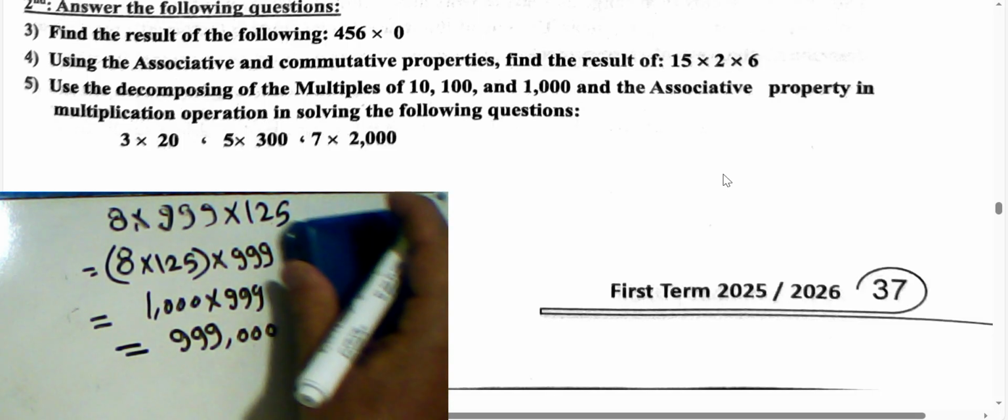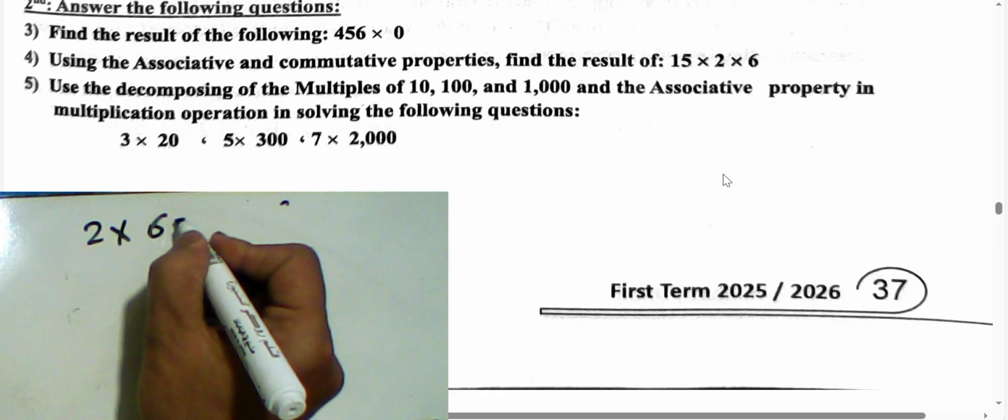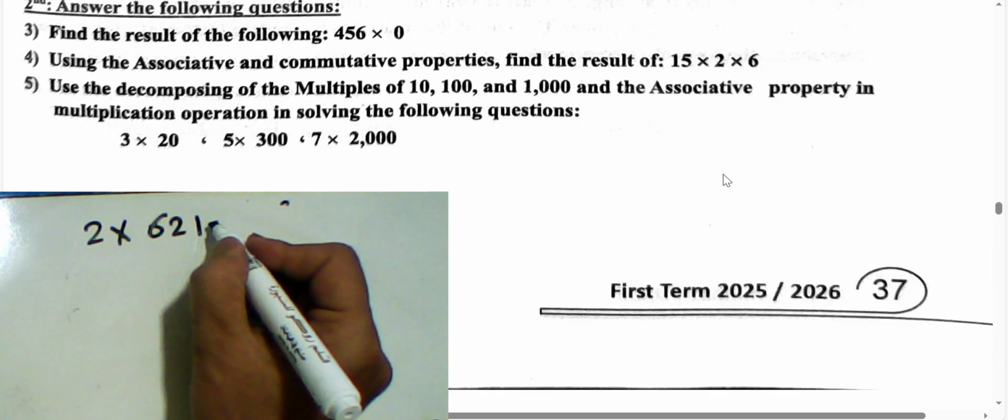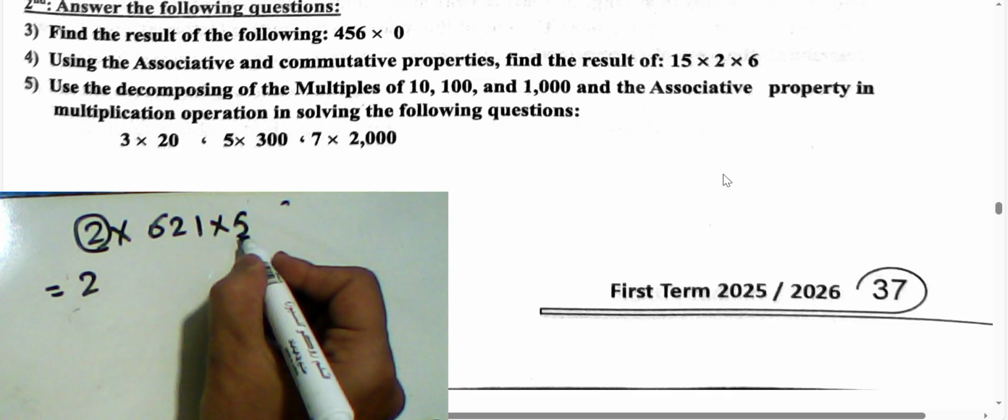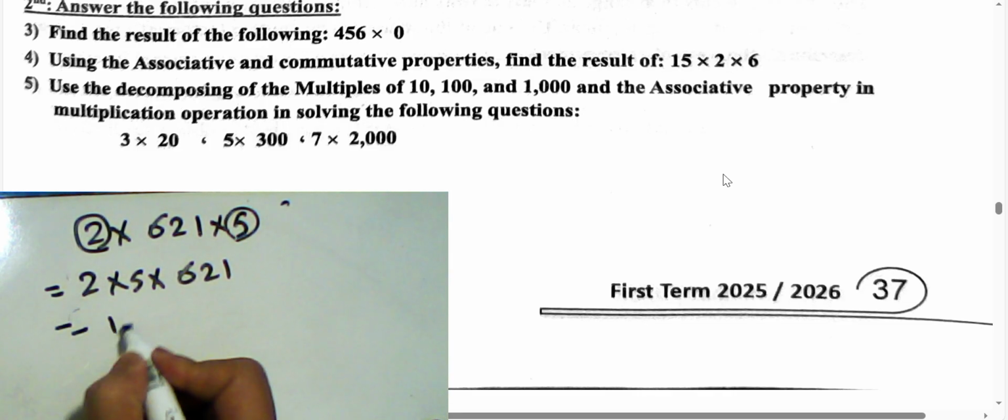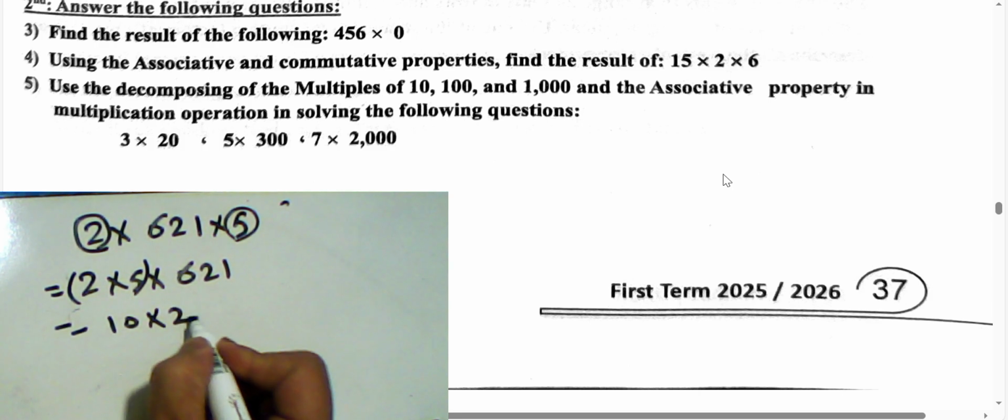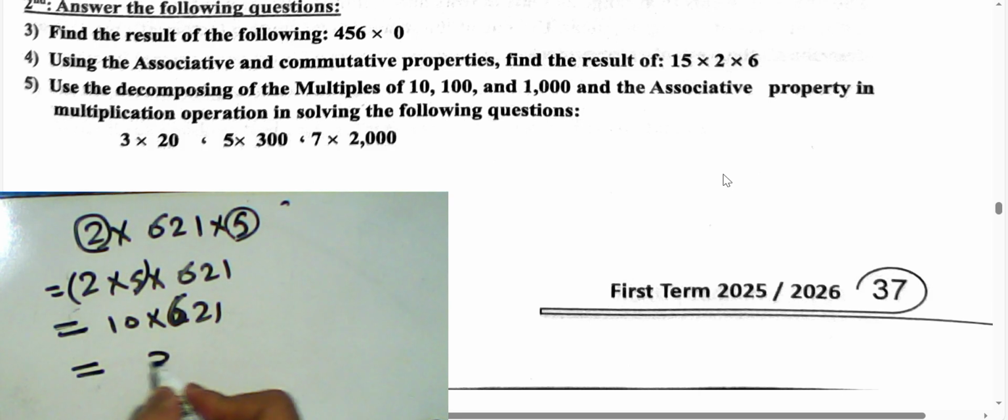999 thousand. And also we can write 2 times 621 times 5. We can write 2 by 5 first. 2 times 5 is 10. 10 times 621. We use here associative properties. Then put 0 outside. The result will be 6210.